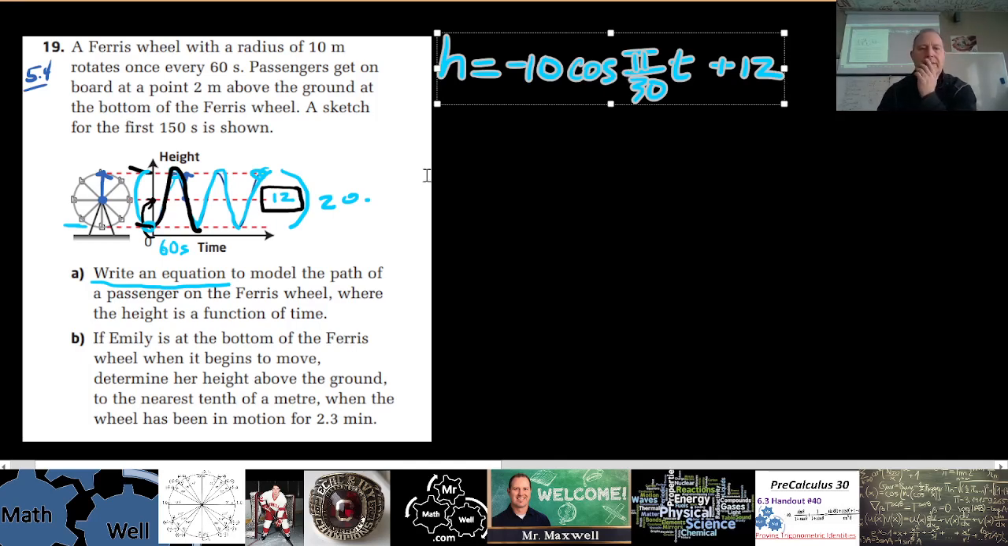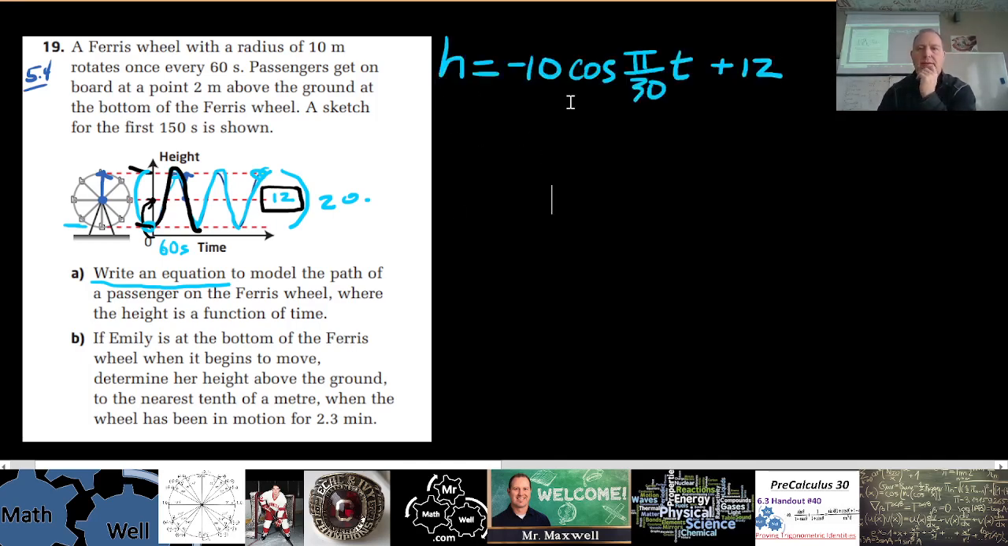All right, so I think that's A right there. h equals negative 10 cos(pi over 30 t) plus 12. h is height, t is time in seconds. If Emily's at the bottom of the Ferris wheel when it begins to move, determine her height above the ground to the nearest tenth of a meter when the wheel has been in motion for 2.3 minutes.